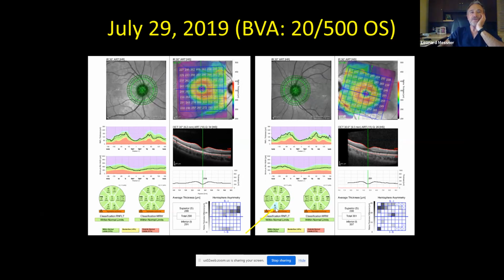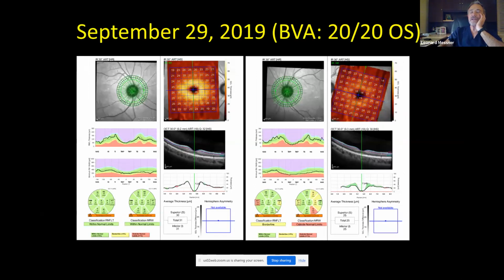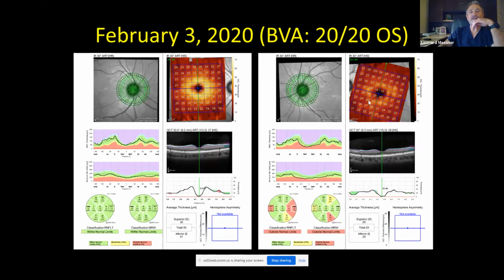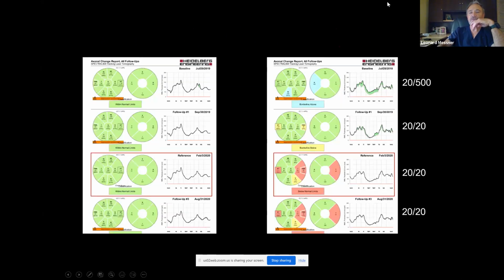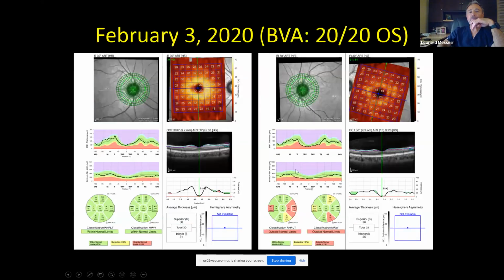Vision is 20/200. Here she is 2.5 to 3 months later. Vision is now improved to 20/20. But look at what's happening to the OCT. You can see that the nerve fiber layer is thinning down, and you get this global thinning of the ganglion cell layer. Then about 6 months from baseline, the visual acuity is stabilized at 20/20, but now we have quite a bit of thinning of the retinal nerve fiber layer as well as of the ganglion cell complex.